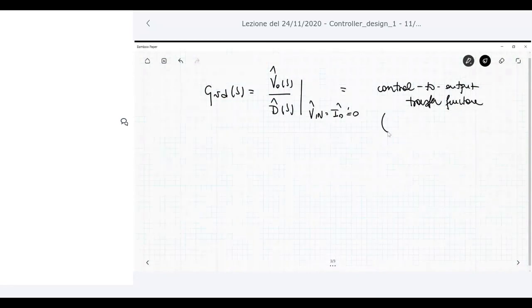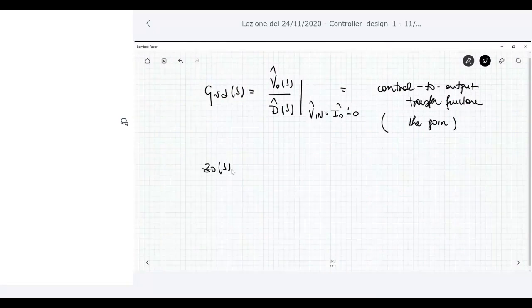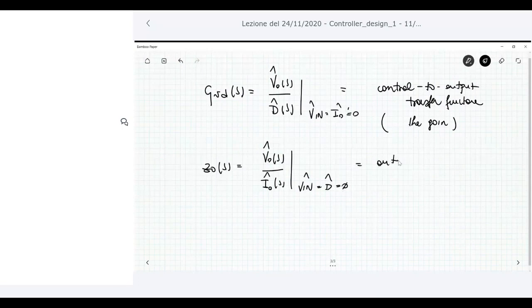Remember that again, we derived this relationship between the variation of V0 with the variation of D at DC in steady state analysis, and we call this the gain. And then we have Z0 as a function of s, the variation of the output voltage with respect to the variation of the output current, when you have Vin and duty cycle set to 0, and this is the output impedance.